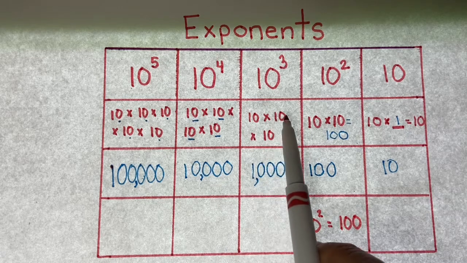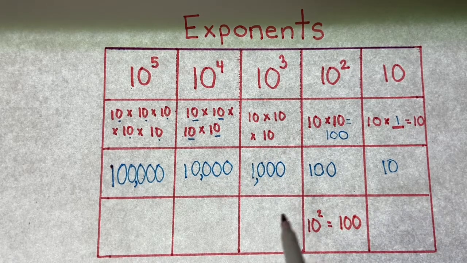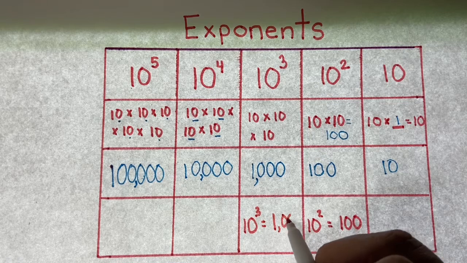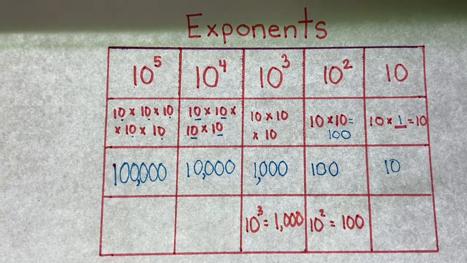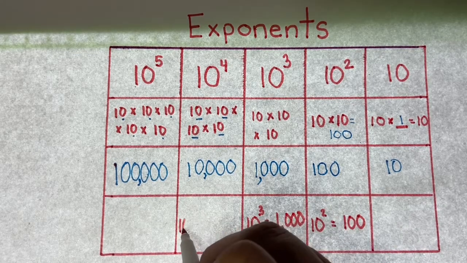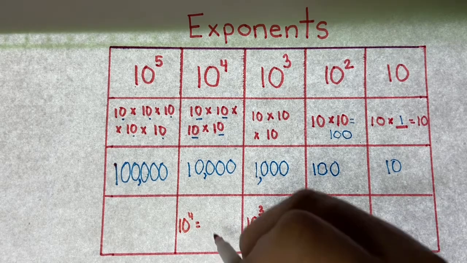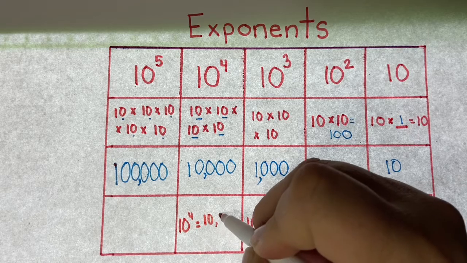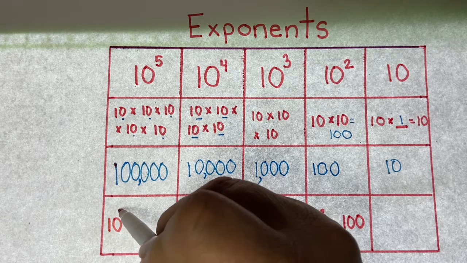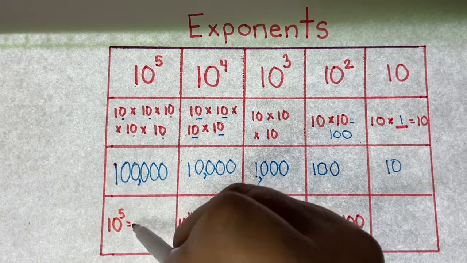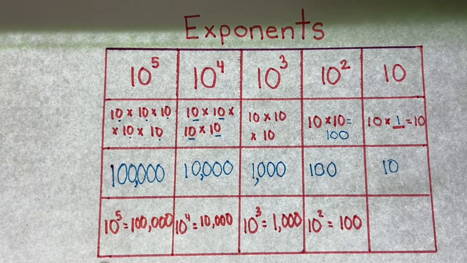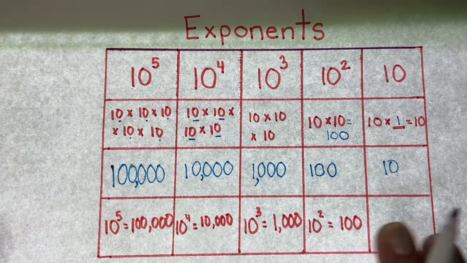If I have 10 times 10 times 10, I have 1,000. That means 10 to the 3rd power equals 1,000. It's the same thing. They're equal. If I have 10 to the 4th power, I have 10,000. And if I have 10 to the 5th power, I have 100,000. When I say equal, I mean exactly the same.